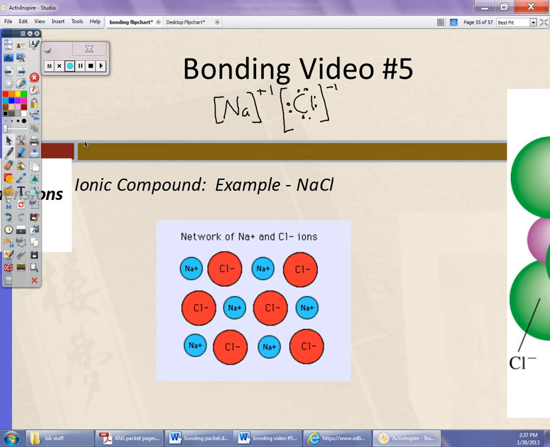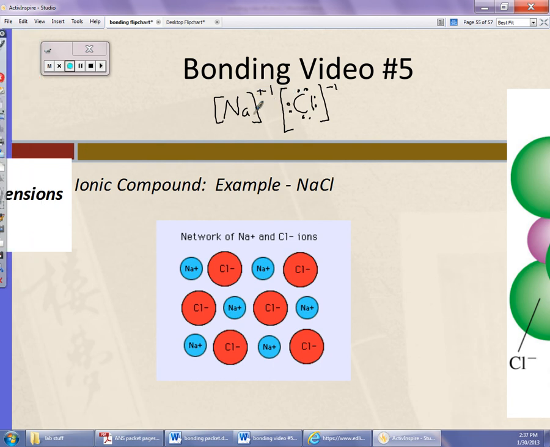Now the reality is, since they come close together, but they're not overlapping the orbitals, they're not sharing the electrons, there's no reason why that sodium has to only bond with that chlorine. That sodium can bond with any other chlorine that happens to be around it. And those chlorines can bond to other sodiums. And it continues. As a result, you get bonds not just in the one place, but in 3 different dimensions. This is called a lattice structure.